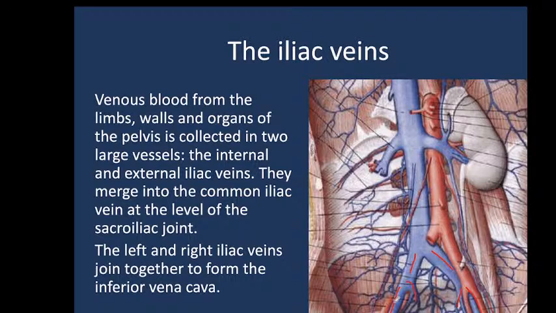lower extremities, and they come together and join on the level of the sacroiliac joint, right and left. This is the level, and then they continue as a short common iliac vein, right and left, and form the largest vein in our body, the inferior vena cava.